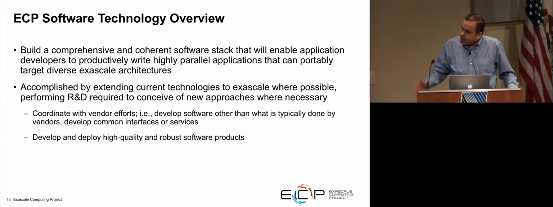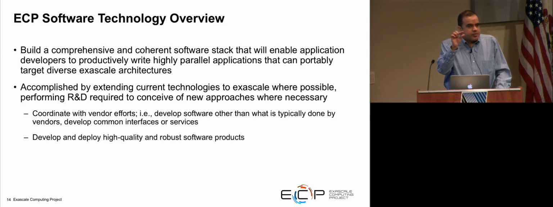And the way we plan to do this is by extending current technologies to Exascale where possible, performing the R&D needed to come up with new approaches where necessary. And we also coordinate with vendor efforts. That is, we are not doing everything. There are things that vendors typically provide when you buy a machine. The machine comes with a file system. We are not building a file system. We're not building the basic operating system that's on the machine. We may be building some components that can be plugged in or that the vendors can leverage and add to their OS level work.